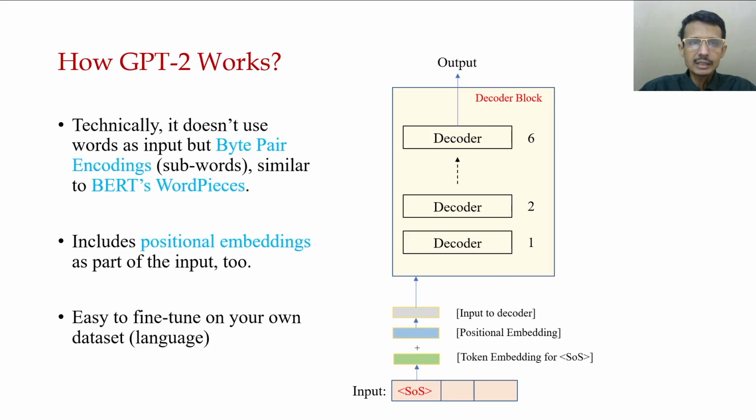Now we are going to see how GPT-2 works. Technically, it doesn't use words as input, but byte pair encoding, a subword unit similar to words. So this is the word embedding. After that, the positional embedding is incorporated and added to this, so that it understands the word position in a sentence, and then it is ready to go to the decoder part. It is easy to fine tune on your own data set.